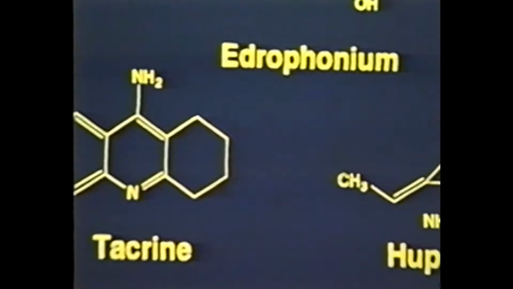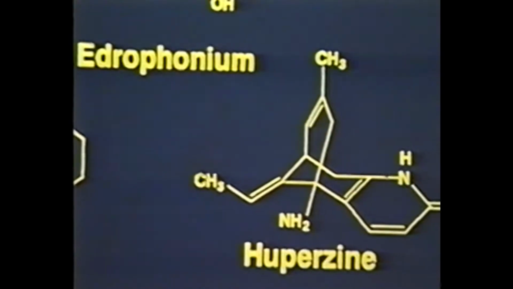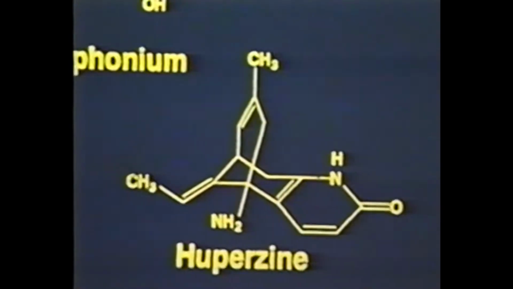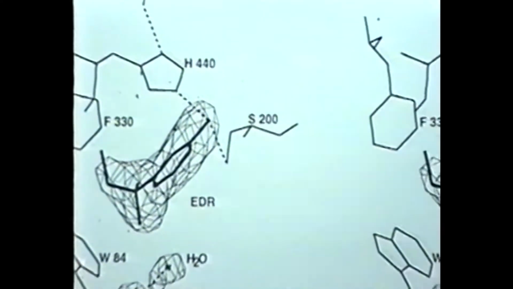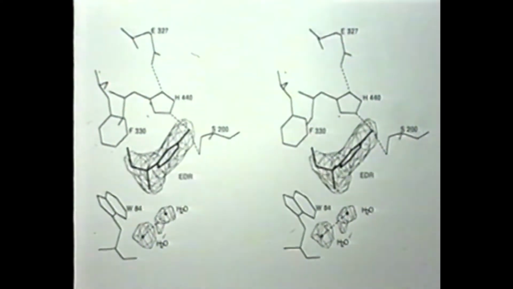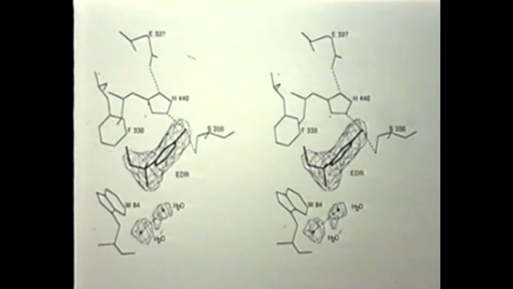So I'll show you the structures of these 3 in stereo. This is the first one. For people who can see stereo, you can just sort of let your eyes relax and see it in 3-dimension. Edrophonium, with this quaternary group, is nestled up right next to tryptophan 84. We see 2 water molecules in the crystal structure, and it's clear how this would interfere with the active site, because acetylcholine couldn't get into the active site.